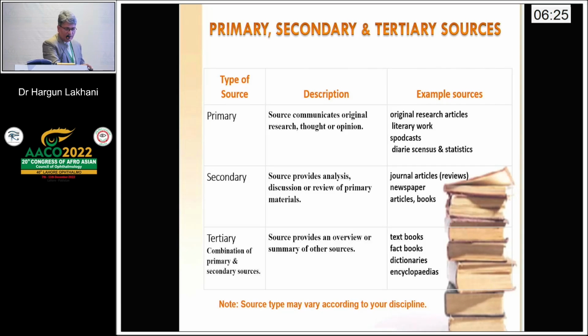Look, the primary source of credibility would be, say, research articles and literary work, spot diaries like these. The others are journals and newspapers. A newspaper cannot be that reliable, but if we talk about textbooks, fact books and dictionaries, even encyclopedias, these are repeatedly used. The last, the tertiary, is the combination of the primary and secondary sources of credible things.